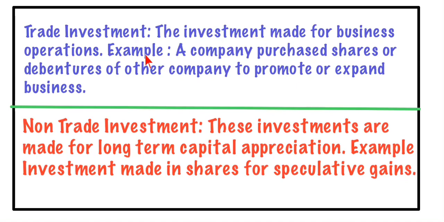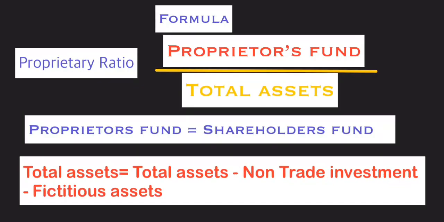Our purpose is not to gain some control over the company. Generally, non-trade investments are also called portfolio investments. What is it called? Portfolio investment. And trade investments are called direct investments. I think you people have studied or will be studying this in economics. Direct investment and portfolio investment. So non-trade is not related to your business. So that's why non-trade investments are excluded from total assets. It is not counted. It is not part of your capital.